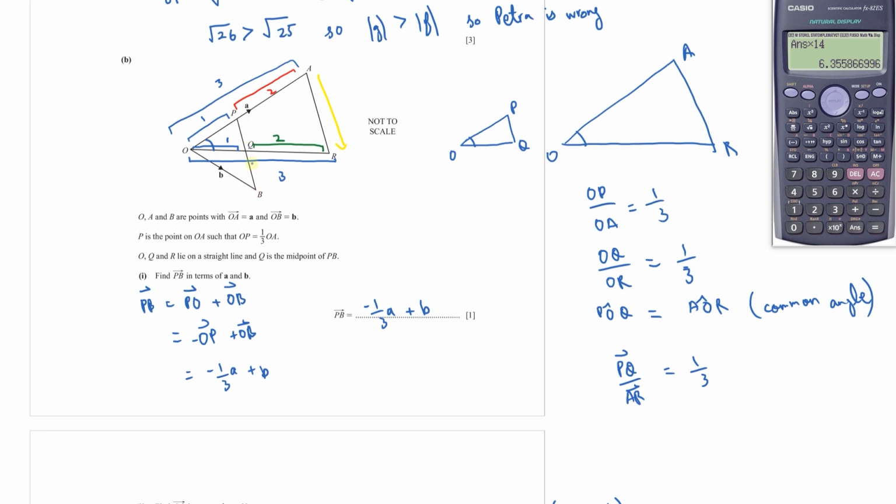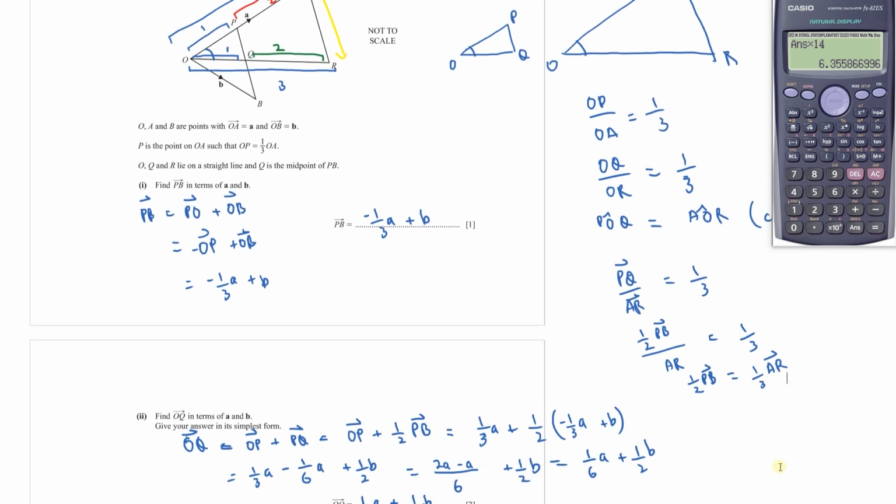PQ is half of this full length PB. We know that Q is the midpoint. So if I have to write PQ in terms of PB, I can write this as 1 by 2 times PB over AR equals 1 over 3. And then I can take this AR to the other side. So I will get 1 over 2 PB equals 1 over 3 AR.